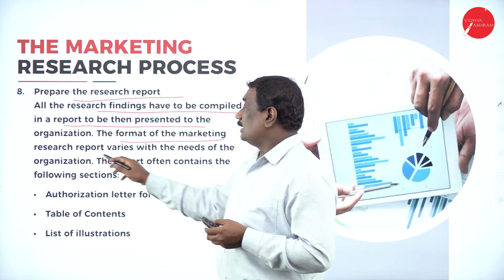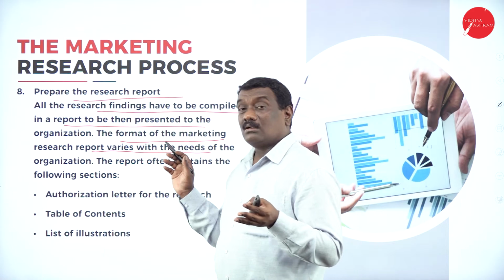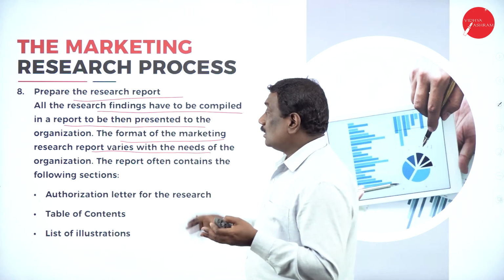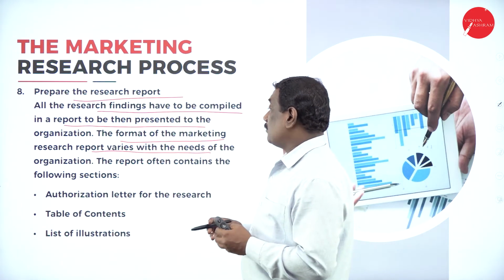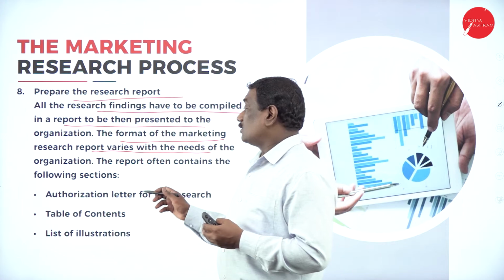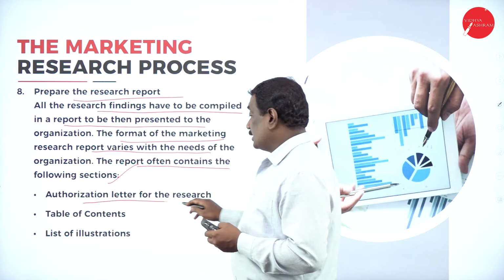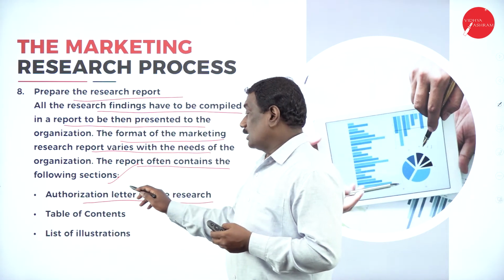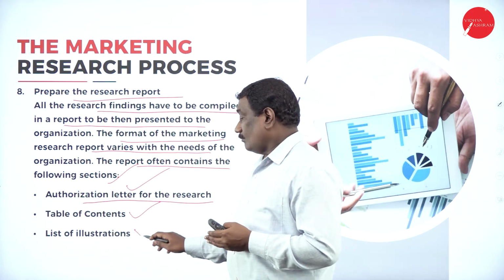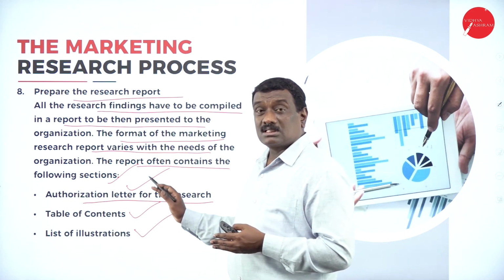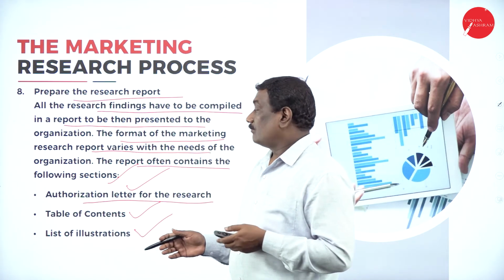Now the format of the marketing research report varies with the needs of the organization. It will differ from one company to another according to the needs of that particular organization. The report often contains the following sections, such as an authorization letter for the research. First and foremost, you should get an authorization letter for doing the research. Then the table of contents, and a list of illustrations. So this is how the final report has to be set up.